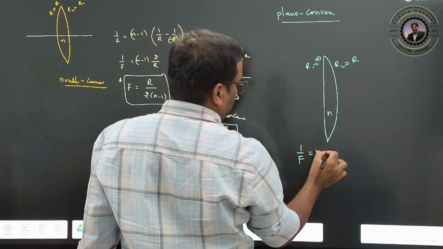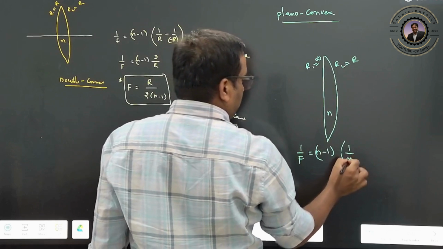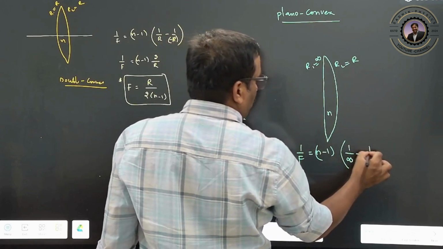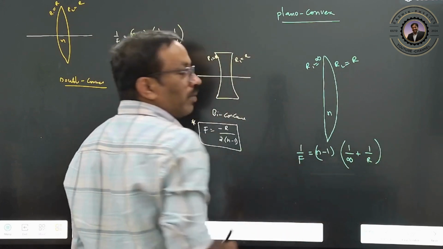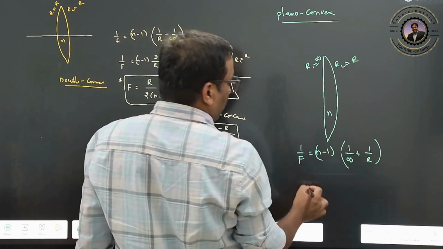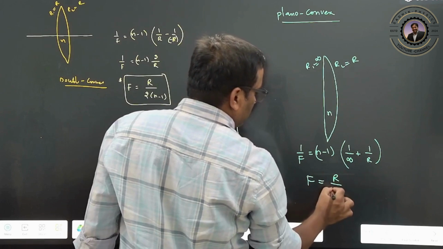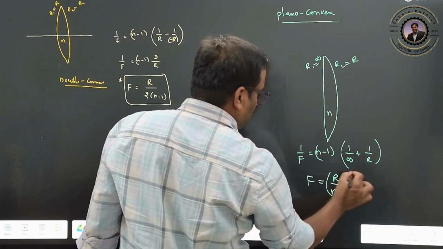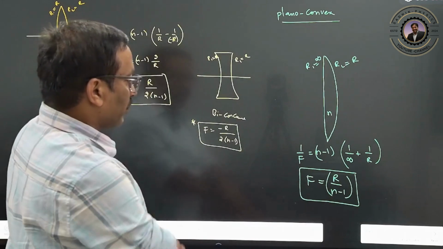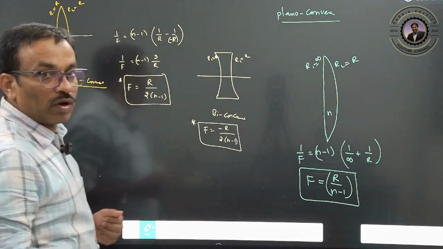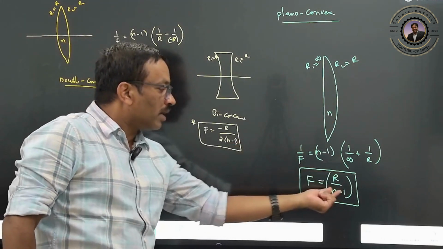1 by f is nothing but (n minus 1) into (1 by R1, which is infinity, minus 1 by R2, which is minus R). Clear? 1 by infinity is 0. So the focal length will be equal to R by (n minus 1). So you observe here that the focal length of this one will be larger. Why? Because R by (n minus 1).